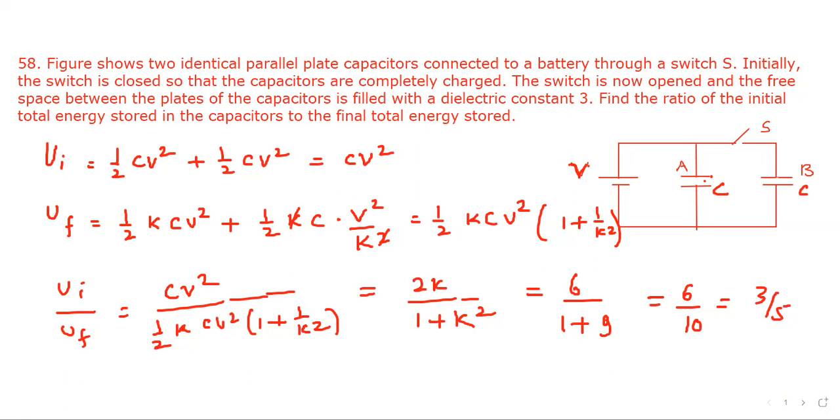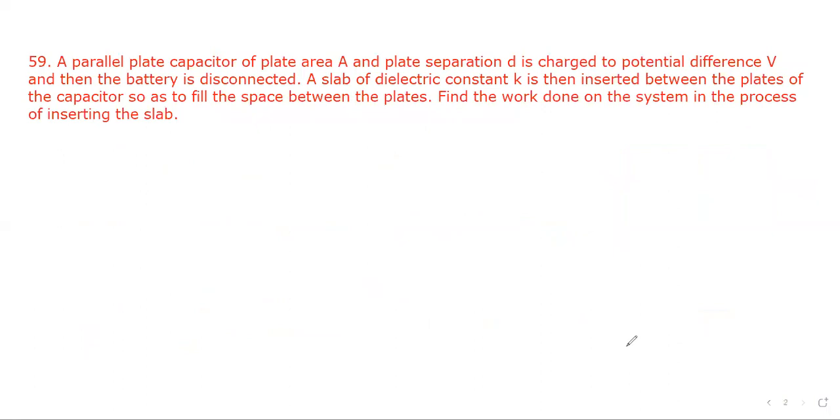Now let's go to the next question. The next question says: a parallel plate capacitor of plate area A and plate separation D is charged to a potential difference of V, and then the battery is disconnected. A slab of dielectric constant K is then inserted between the plates of the capacitor so that the space between the plates is filled. Find the work done on the system in the process of inserting the slab.